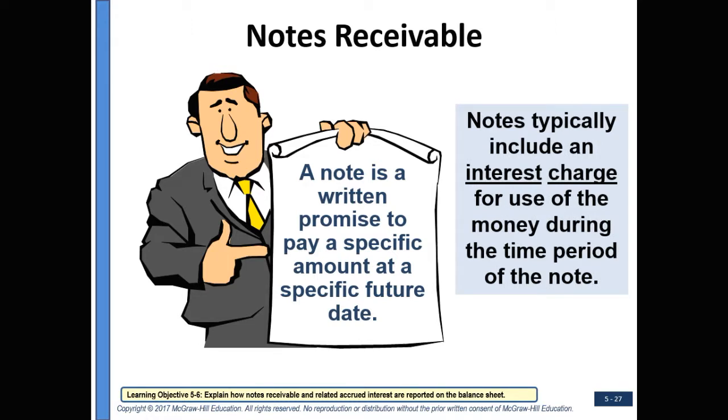Another account in our current assets we want to talk about, because it can have an adjustment attached to it, is your notes receivables. Remember, notes receivables are more formal. They are an actual written promise to pay a specific amount at a specific future date. Most often, there is some type of an interest charge that's attached to it in the terms of the note.